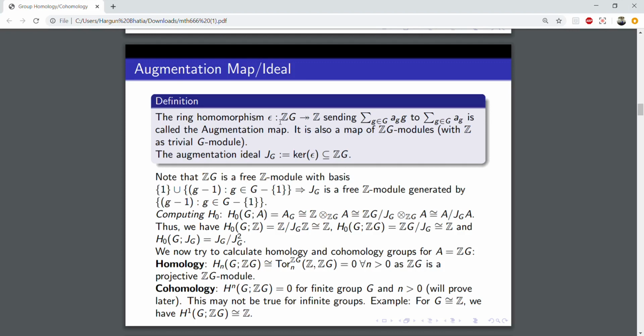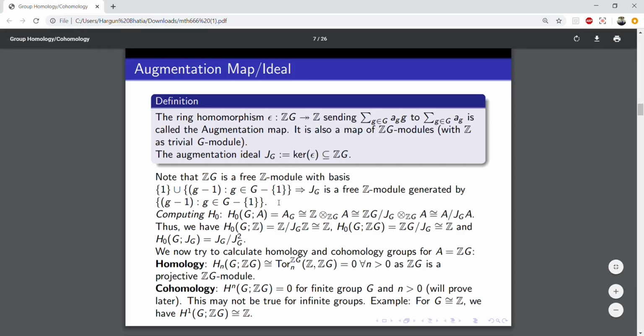And the kernel of this map is what we call the augmentation ideal. It's a two-sided ideal of this group ring. We denote it by J sub G. Then, if you recall, ZG is an integral group ring. This is a free abelian group with basis given by the group elements G. But also, the set consisting of the identity element and the elements G minus 1, where G is not the identity, is also a basis, clearly.